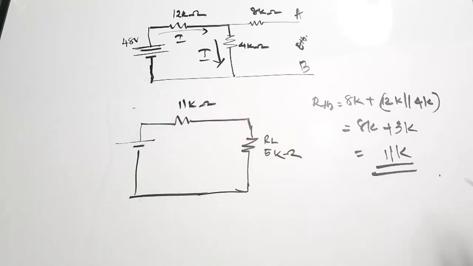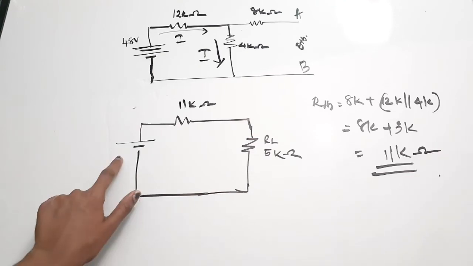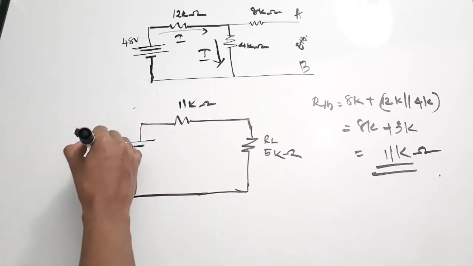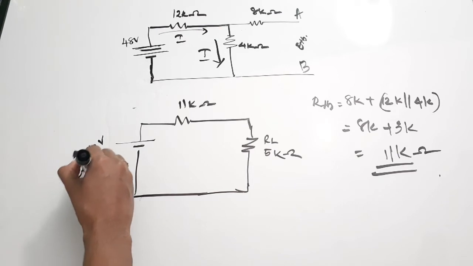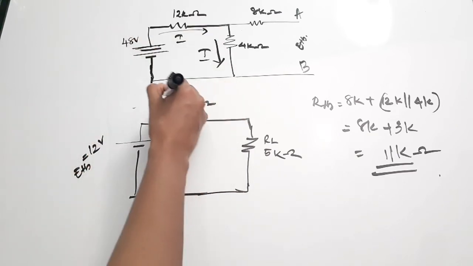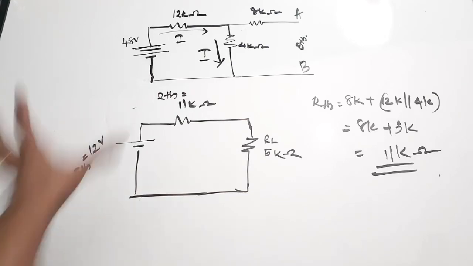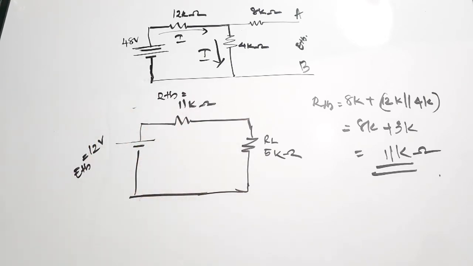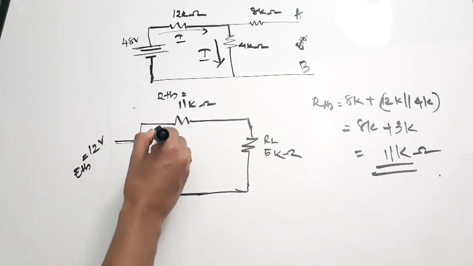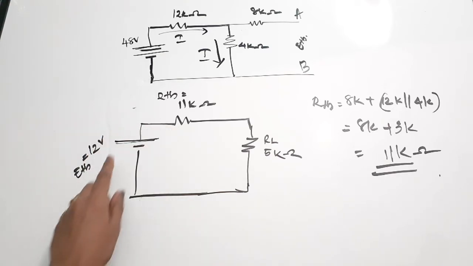Then this one is 12 volt. So this is ETH is equal to 12 volt. RTH is equal to 11 kilo ohms. So this is your Thevenin's equivalent circuit or connection. Okay, so this is how you simplify the Thevenin's questions.